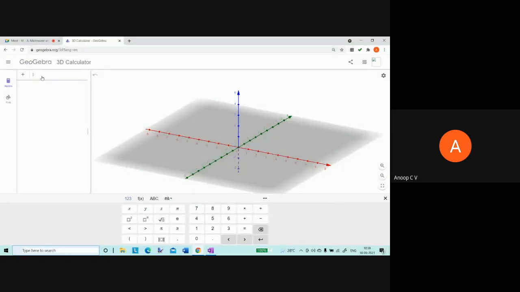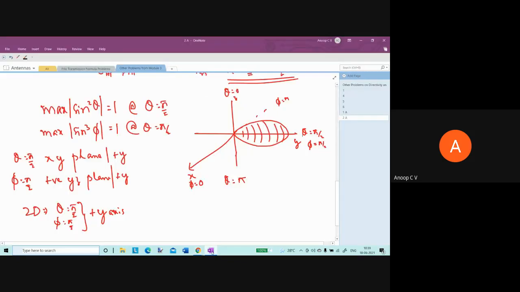So the function which I have to represent is sine square theta and sine cube phi. In GeoGebra, I'll be representing theta as t and phi as v. And this is actually the position vector r, which is nothing but sine square theta sine cube phi. So I have to convert it into x, y, and z.